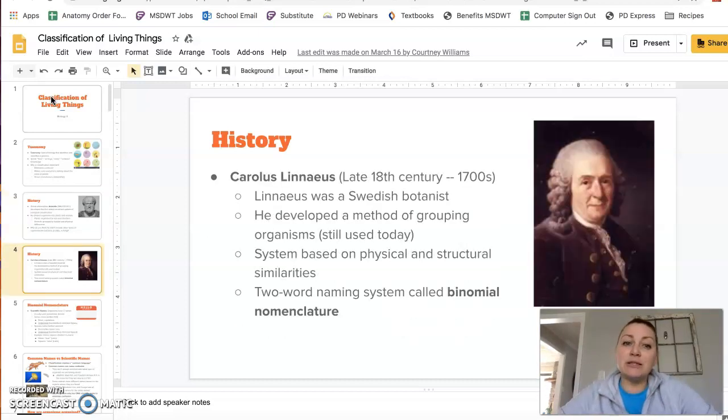And so then that brings us to Carolus Linnaeus. He is the one that gave us what we now use as our scientific naming system. It's called binomial nomenclature, which literally means a 2-name naming system. And this is what we still use today.